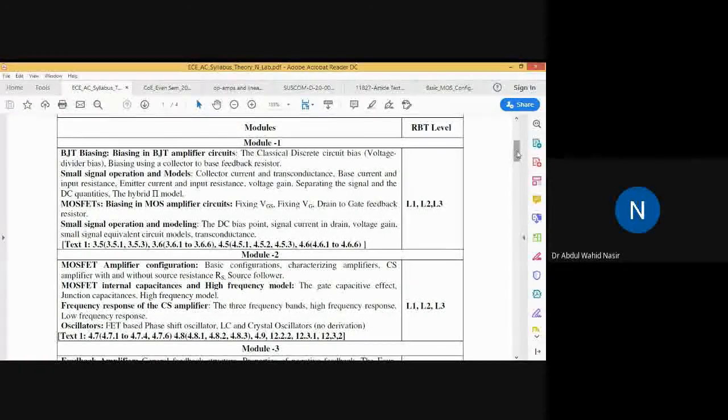In module 1 we have seen the biasing of a MOSFET, some two, three kinds of biasing: by fixing VGS, the gate to source voltage, by fixing gate voltage, and by using a drain to gate feedback resistor. So three methods we have seen. Now there is one other method, that is biasing using a constant current source. So we'll see it now.